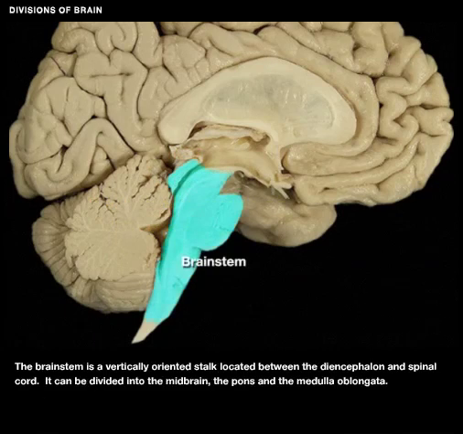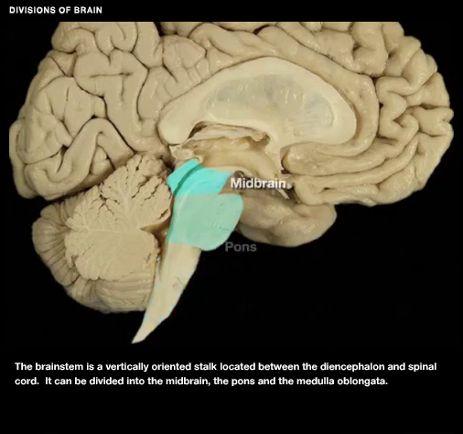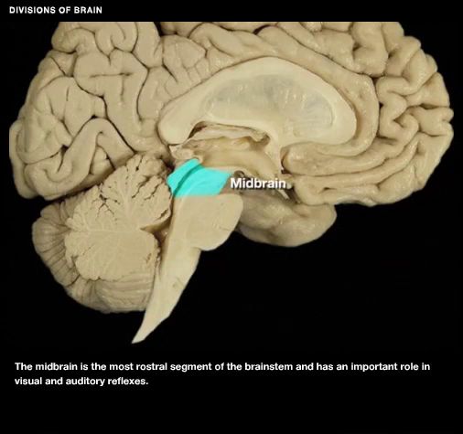The brainstem is a vertically oriented stalk located between the diencephalon and the spinal cord. It can be divided into the midbrain, the pons, and the medulla oblongata. The midbrain is the most rostral segment of the brainstem and has an important role in visual and auditory reflexes.